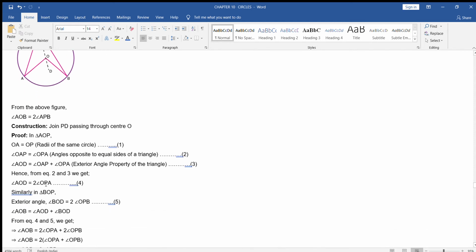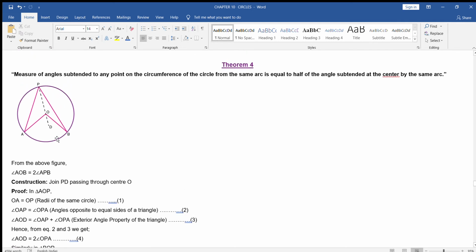Now the same thing we will repeat with triangle BOP. In this triangle also OP is equal to OB. Okay, similarly the opposite angle OPB is equal to OBP. Same, we will take the exterior angle property: this angle BOD is equal to twice of this one.